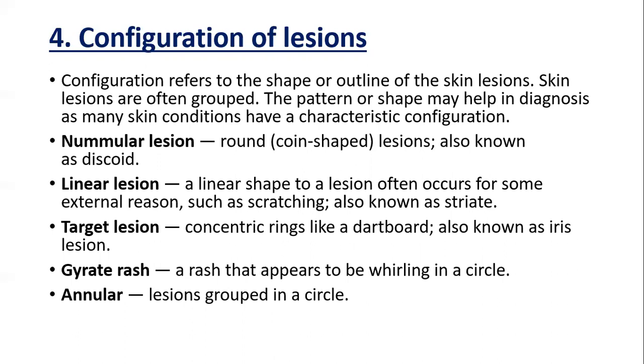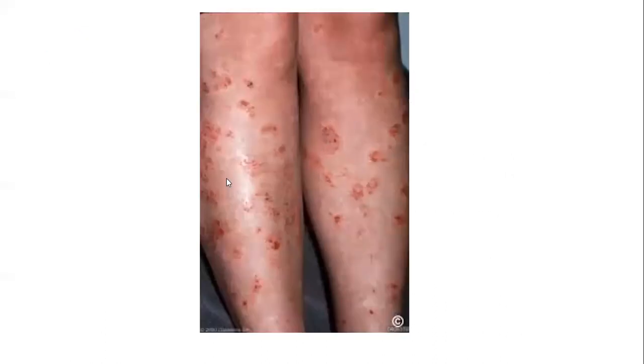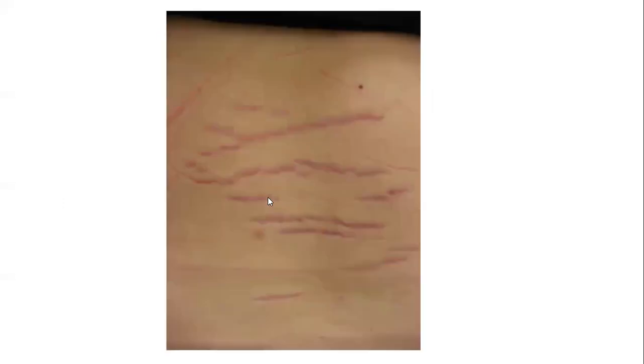Then target lesions, concentric ring-like, dartboard, also known as iris lesions, are typically seen in erythema multiforme. Gyrate lesions are a rash that appears whirling in circles, multiple rings, one within another. Annular lesions we have already seen and discussed. So you can see the discoid lesions, disc-shaped or coin-shaped lesions, usually symmetrically distributed on both sides. This is nummular eczema. Then linear, these are striae gravidarum or striae distensae. The linear lesions are atrophic, depressed from the surface.